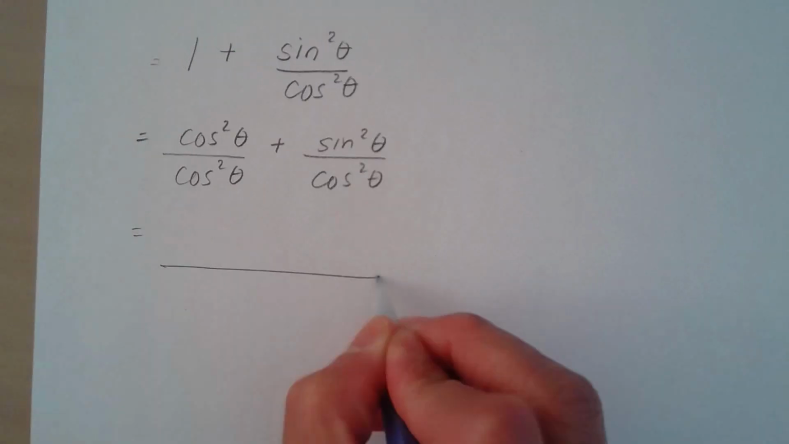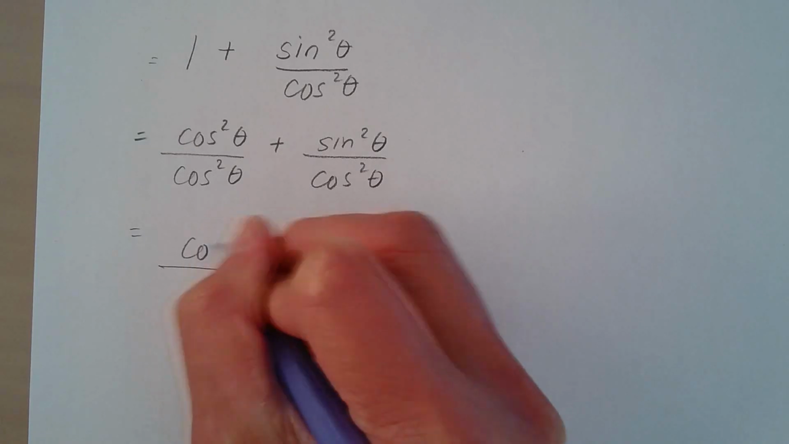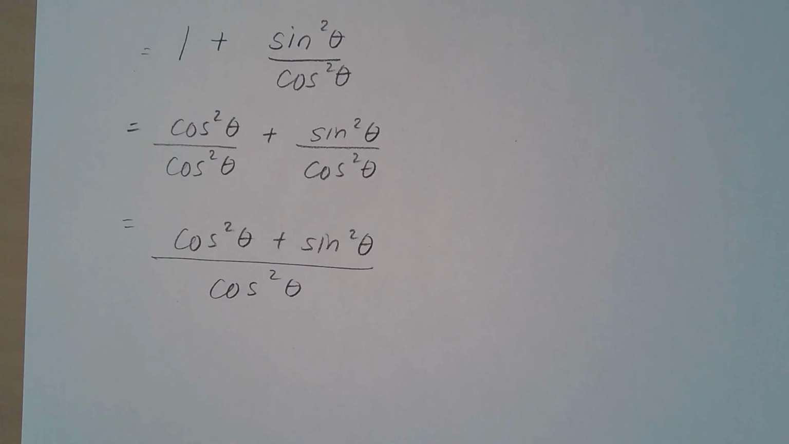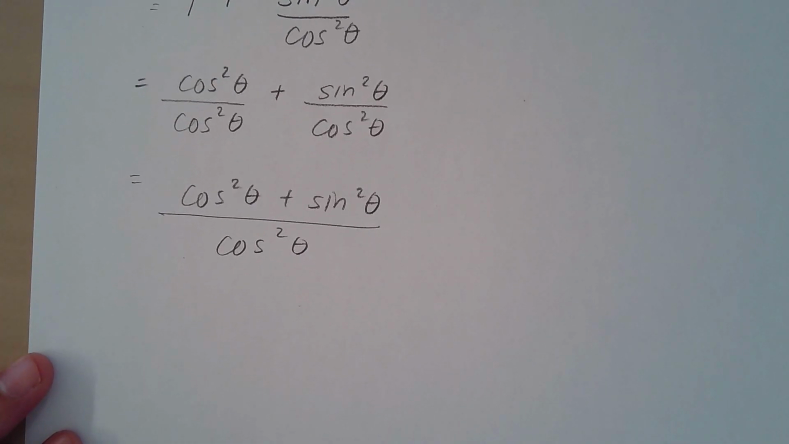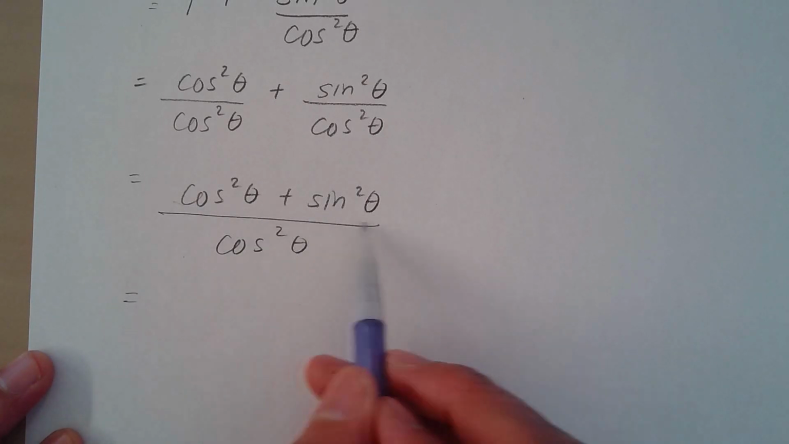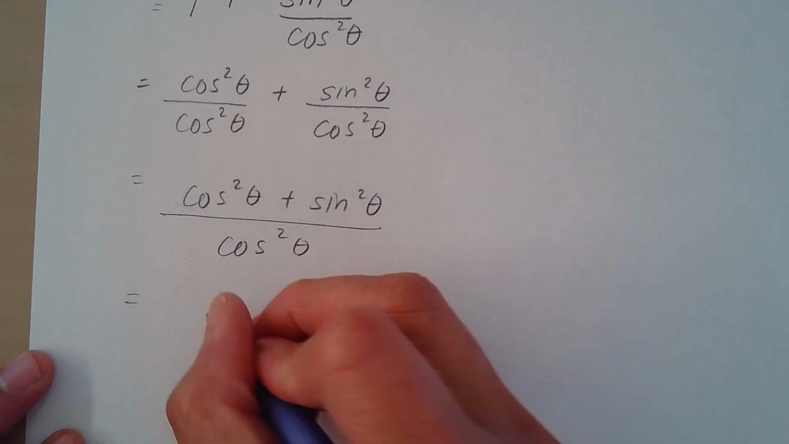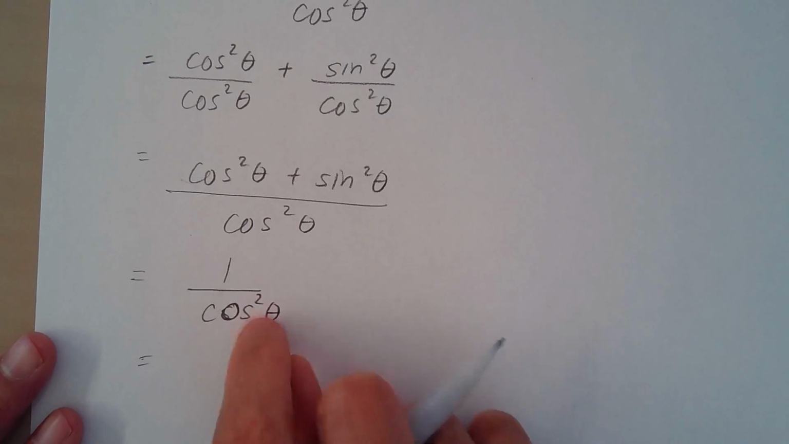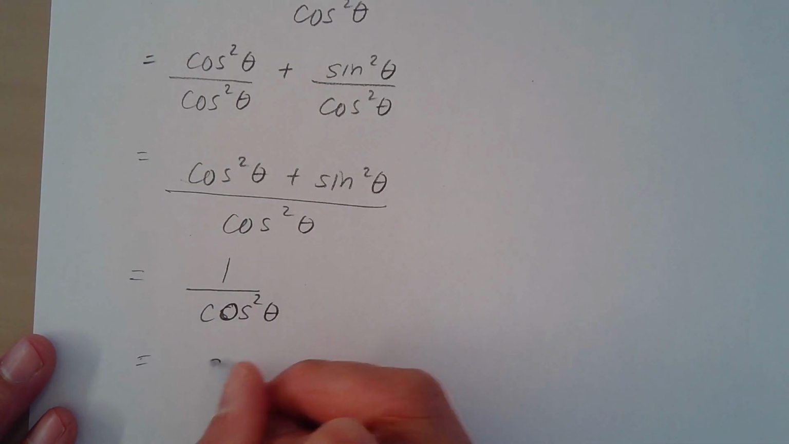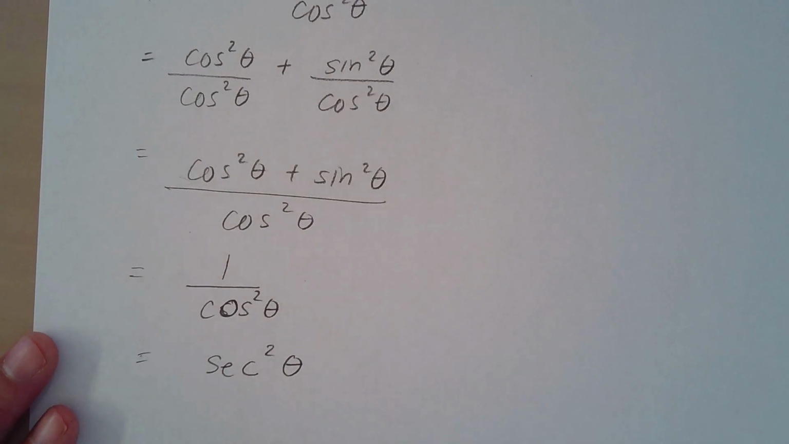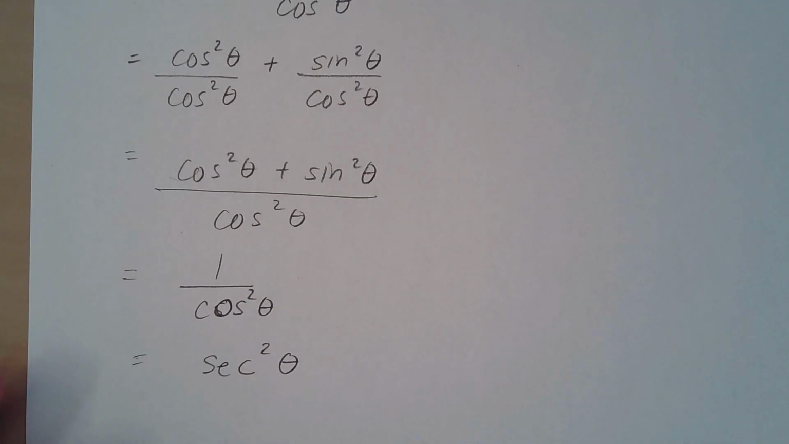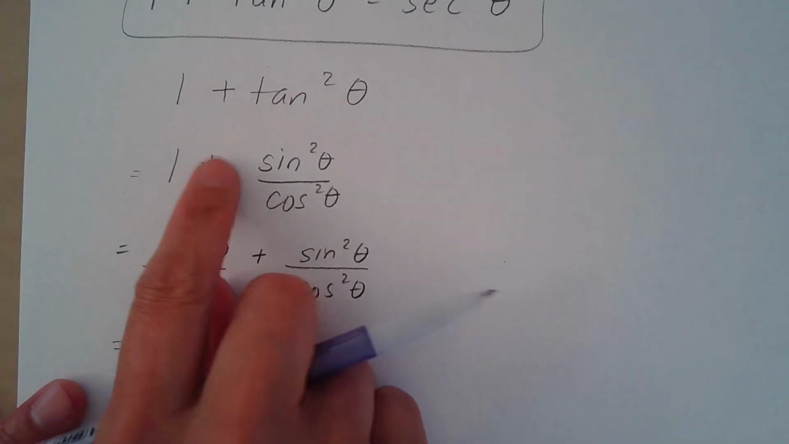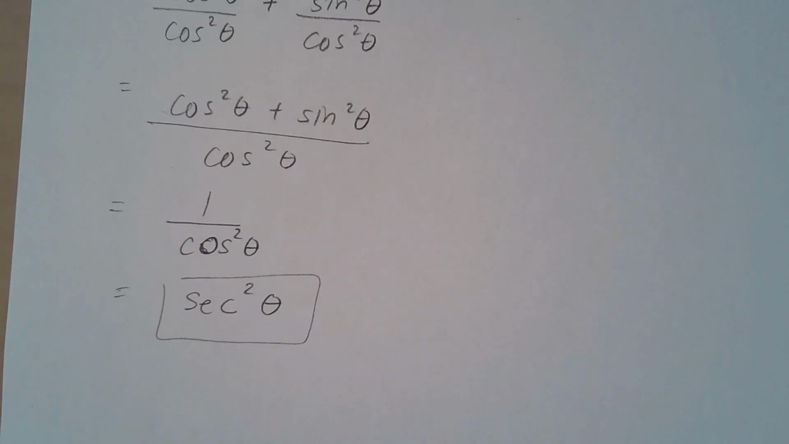So that's cos squared theta plus sine squared theta over cos squared theta. Okay, can I simplify it further? Yeah, so the numerator is equivalent to 1. So 1 over cos squared theta. And then the reciprocal of cos squared theta is secant squared theta. Okay, so we've shown that that's true.